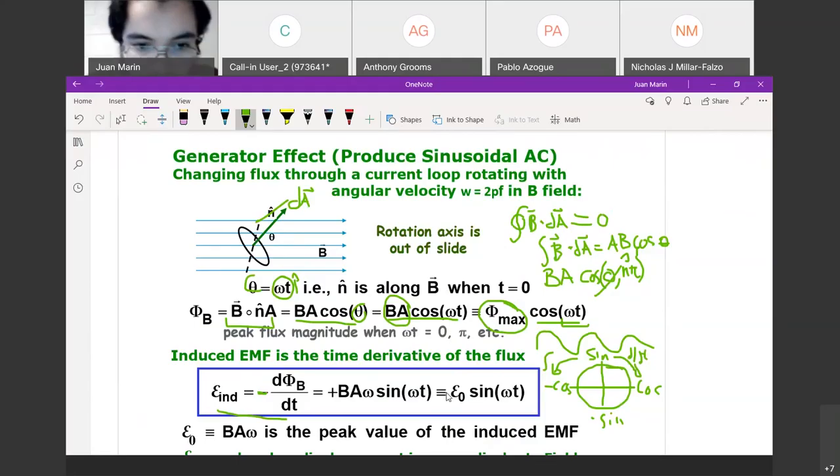And so to derive, right, to differentiate, you go clockwise; to integrate, you go counterclockwise. So that's the premise. So if you do that, the first time derivative of phi is going to be negative sine, but because we have a negative that cancels out, it becomes positive. And we have BA omega sine omega, right, using the chain rule, bring that omega out. And this here can be substituted by EMF zero. This is the initial EMF.